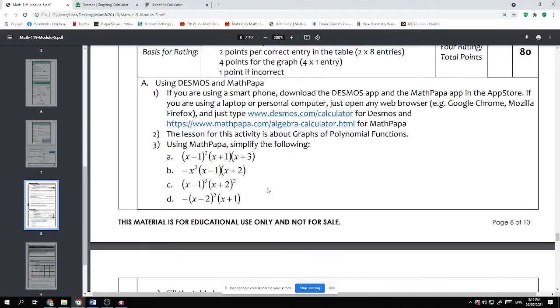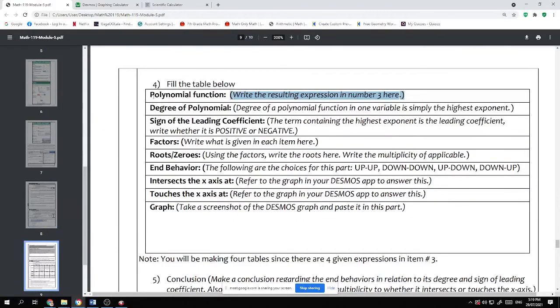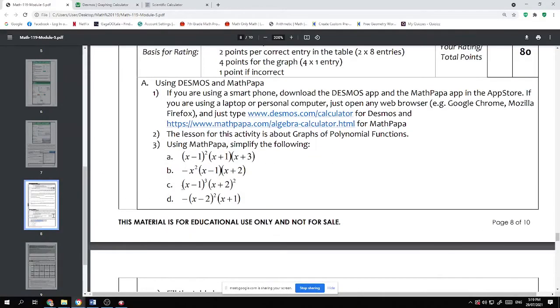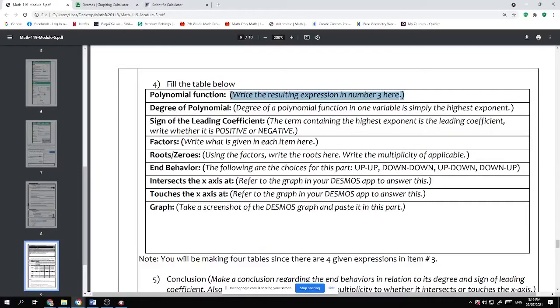So, atong i-simplify, so na ako'y, dapat na ako'y, pila ni ka-items? I have 1, 2, 3, 4. I have 4 items, so I should have 4 tables.